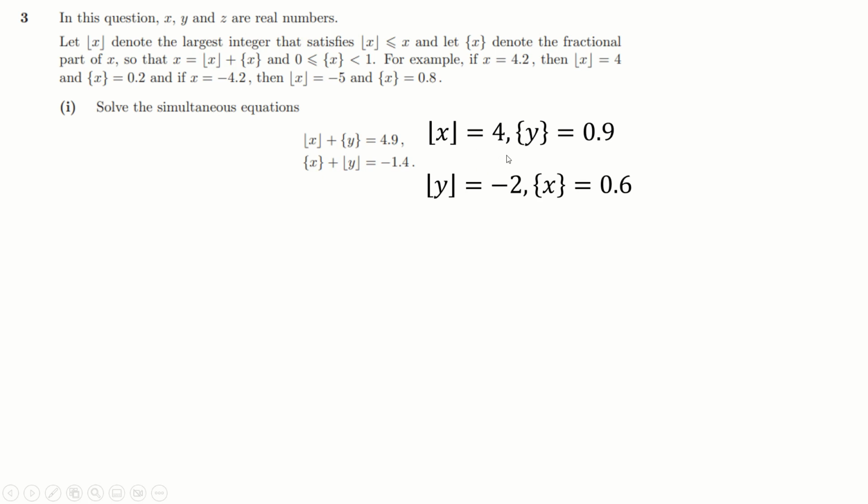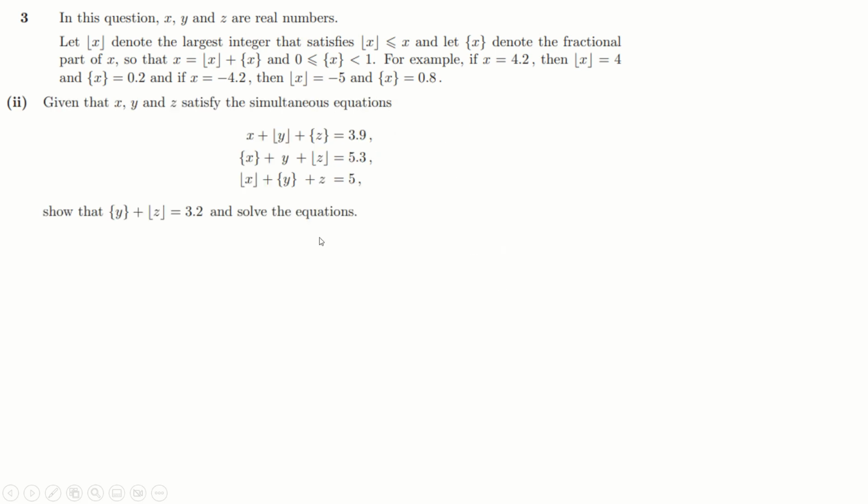But anyway, now we can work out x by doing, of course, x is floor plus squiggly. So these two added together make 4.6, and those two added together make minus 1.1, and we end up with our first solution done. For part 2, we've got a 3-dimensional simultaneous equation, of course, and we're being asked to show this first. They think that would be helpful to us.